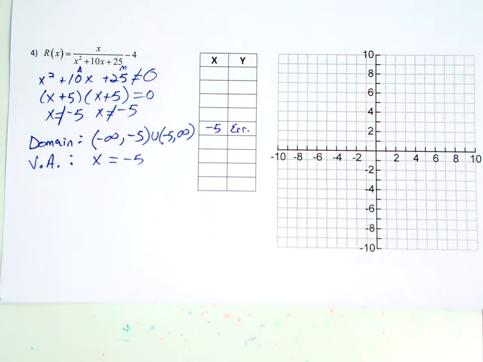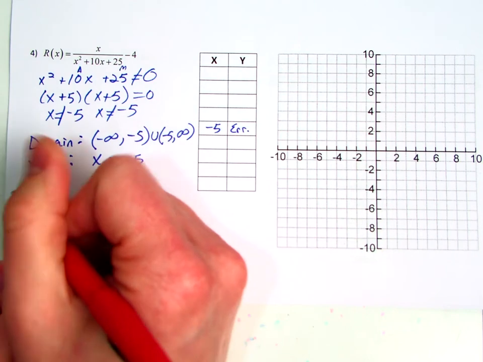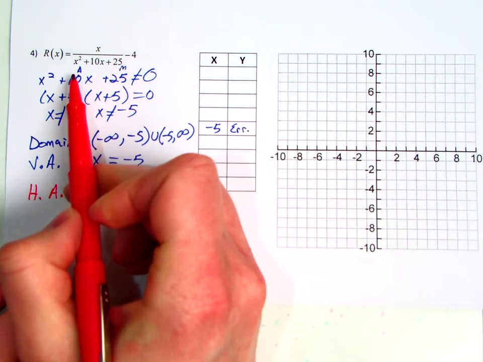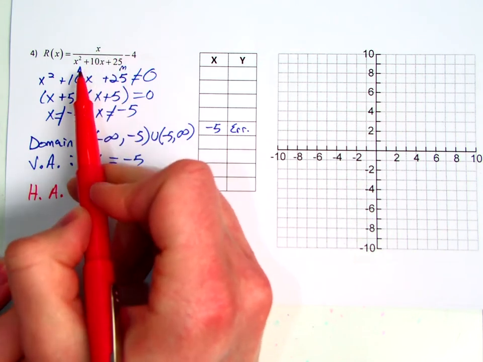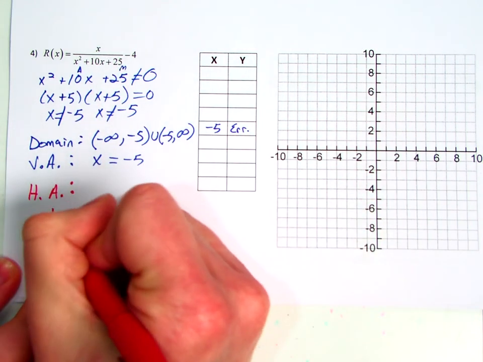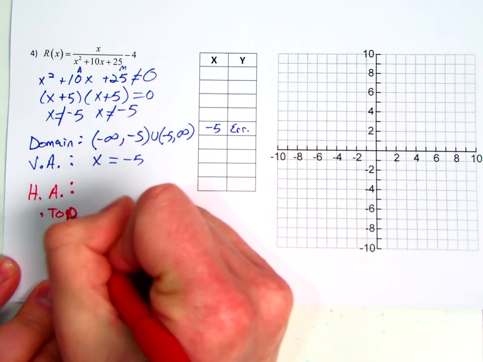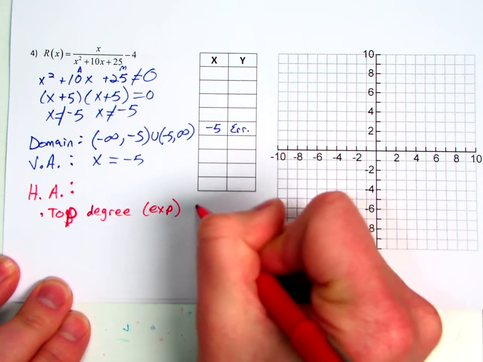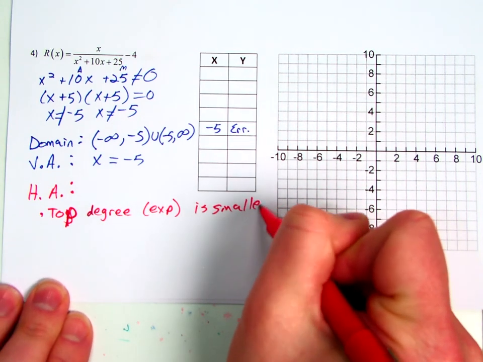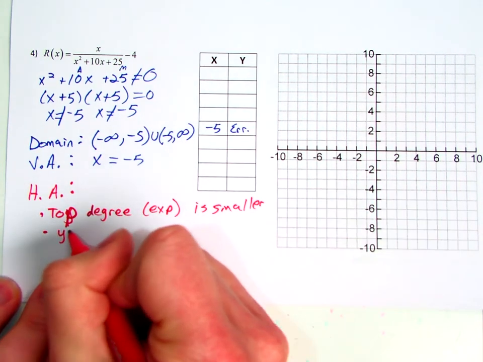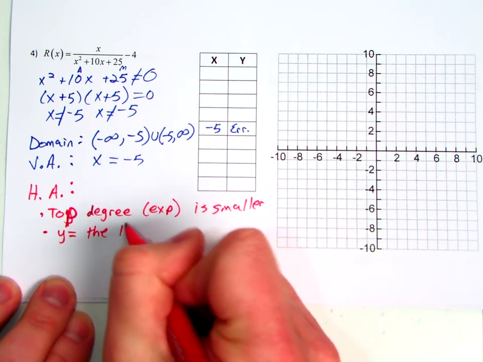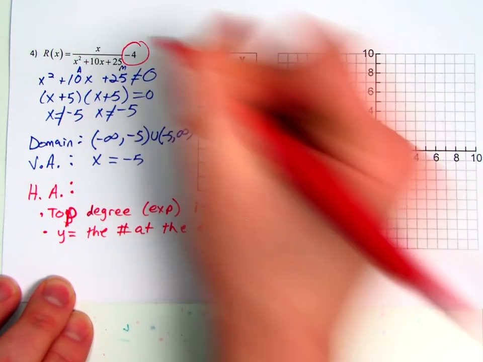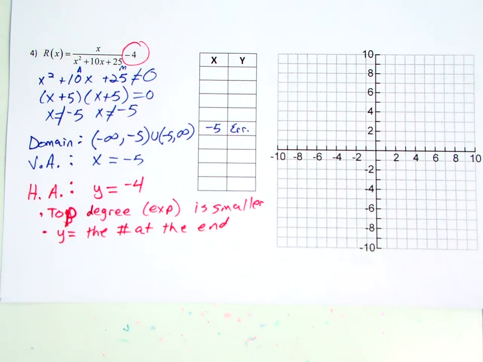And then we need to find our horizontal asymptote. Now in this case, we have to be careful because my degrees are different, right? My top degree is smaller than my bottom degree. So the top degree, or I should say exponent, means the same thing, is smaller. So when that happens, we look at y equals the number at the end, the part that's not part of the fraction. In this case, it's negative 4. So y equals negative 4 is my horizontal asymptote.